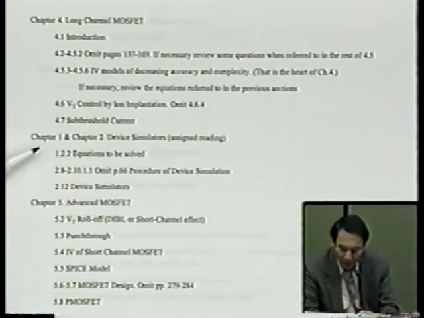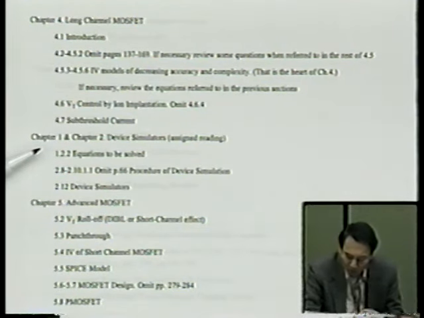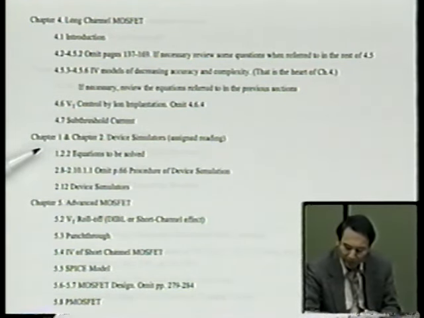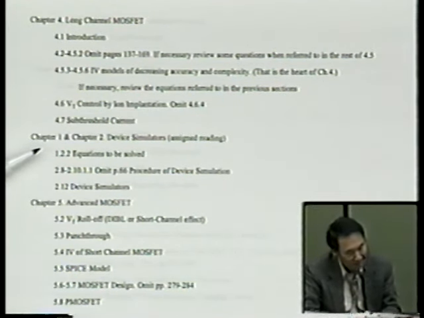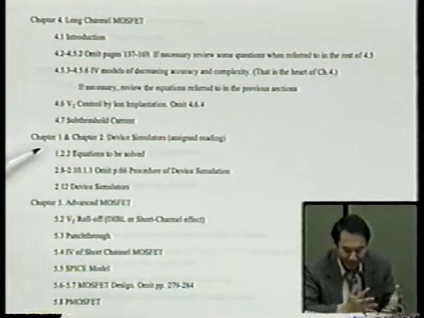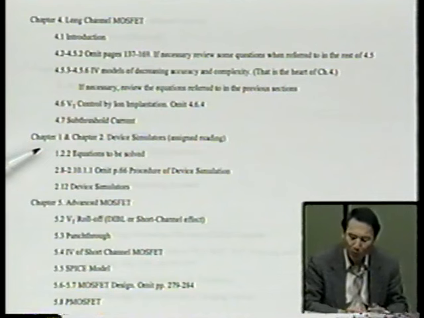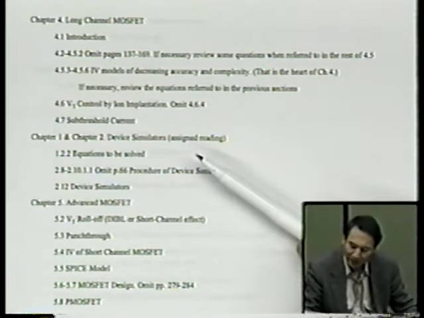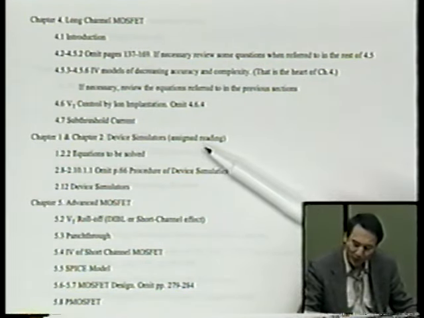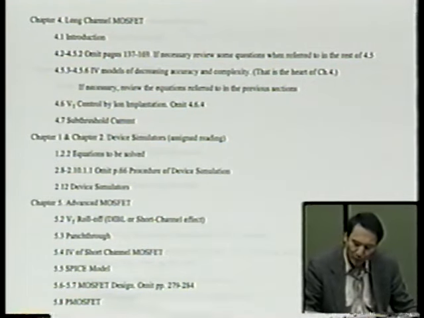Then I'm going to ask you to read chapters 1 and 2, and the topic of those two chapters is device simulators, device simulation, as assigned reading. So what are device simulators about? What's inside the device simulators? What equations do they solve? So I'm going to ask you to read that. And then we'll move on to advanced MOSFET.